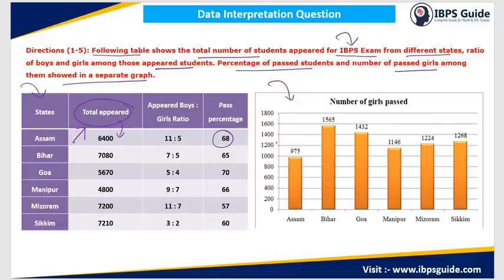Now in the bar graph they have provided you the number of girls who have passed from different states. So from Assam I can directly determine that the total number of girls who have passed is 975. From Bihar it is 1565. Likewise from any other state you can determine using this bar graph. Okay, I think both the graphs are clear and also the direction is clear. Now let's move on to our questions.